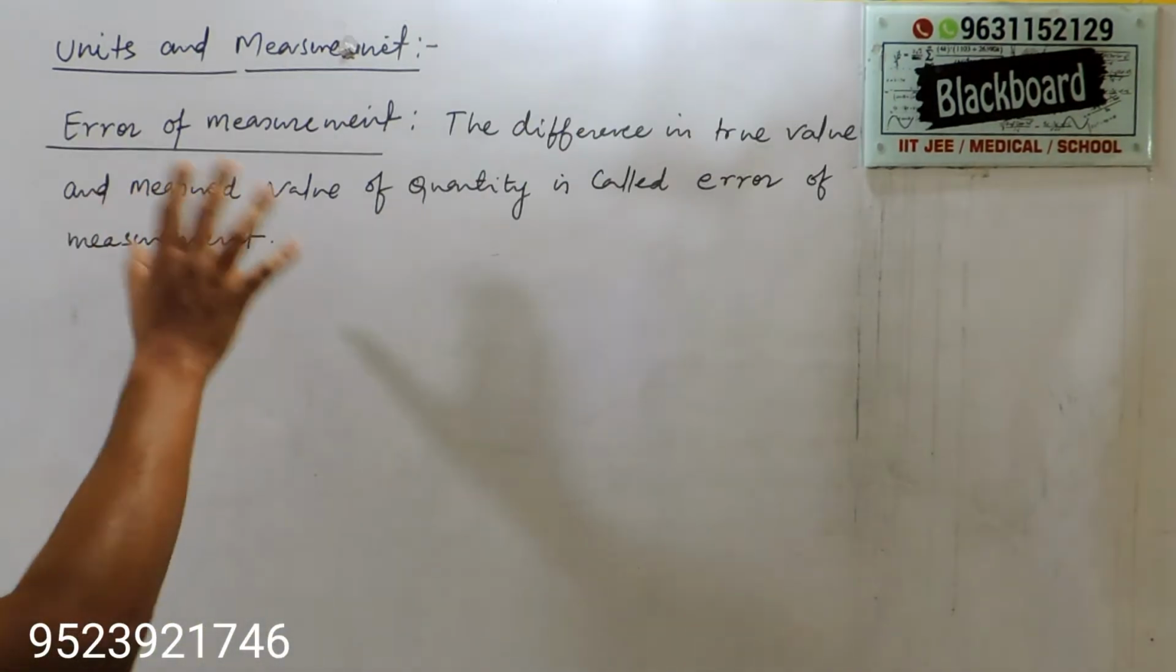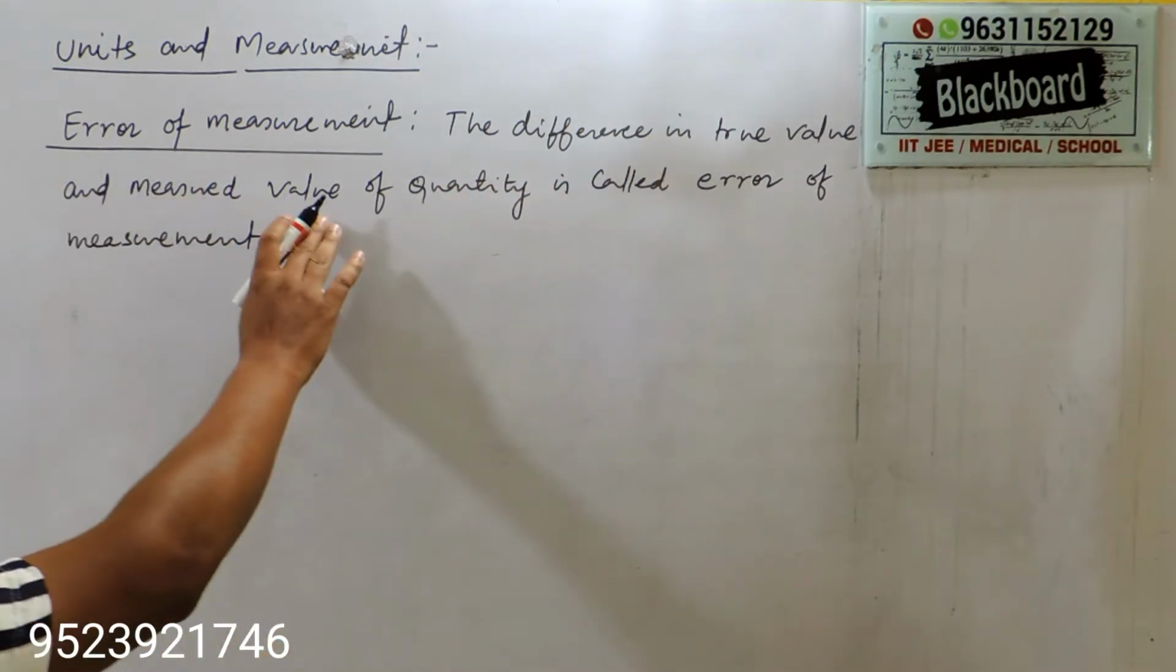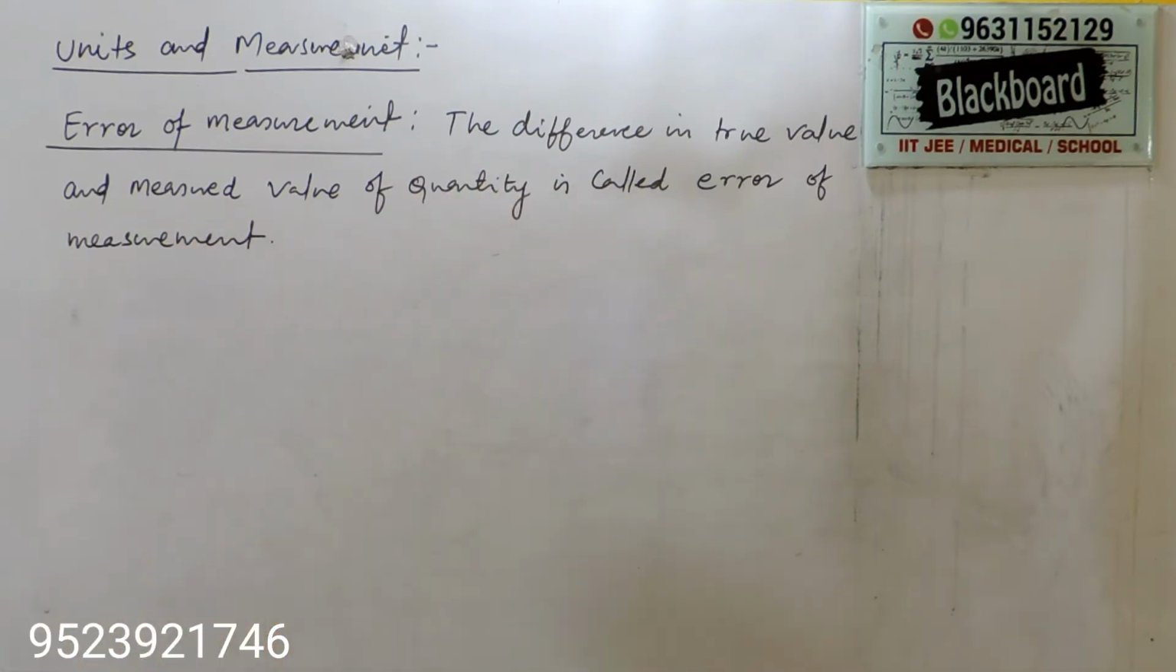Error of measurement. What is error of measurement? Difference in true value and measured value of a quantity is called error of measurement.